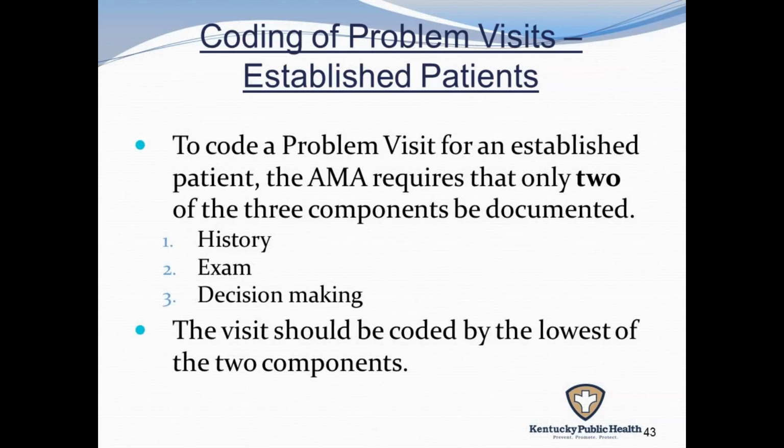To code a problem visit for an established patient, the AMA requires that only 2 of these 3 components be documented. Meaning you have to have some history or some exam or some decision making. So you have to have 2 of the 3. Now, the AMA again tells us, whatever you do, you still have to code to the lowest of what you do. That's just the way the AMA works.